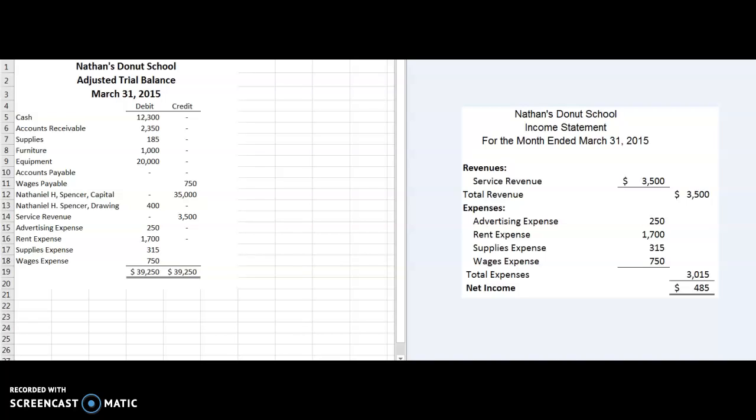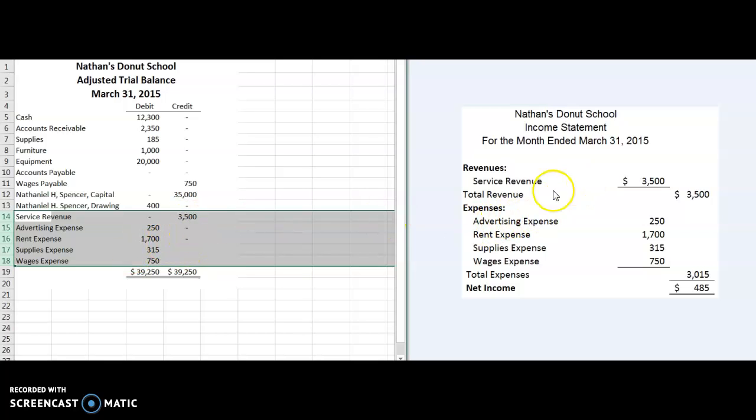When you're preparing your financial statements, just like when we were posting our journal entries, you are simply copying amounts to your financial statements. For the income statement, we look at the revenue and expense accounts, which are at the bottom of our adjusted trial balance, and we are simply going to pull those amounts over.